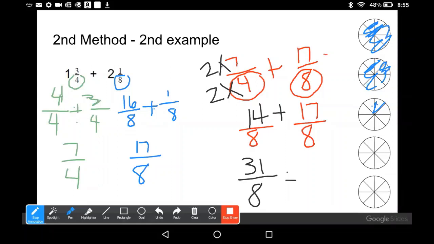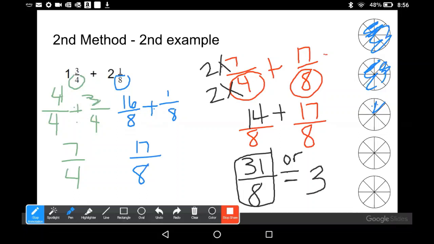And if I want to write this as a mixed fraction, this answer is fine. This is in simplest form. 31 and 8 have nothing in common. So you could actually leave your answer like this, or I will accept a mixed fraction, okay? 8 goes into 31 3 times.